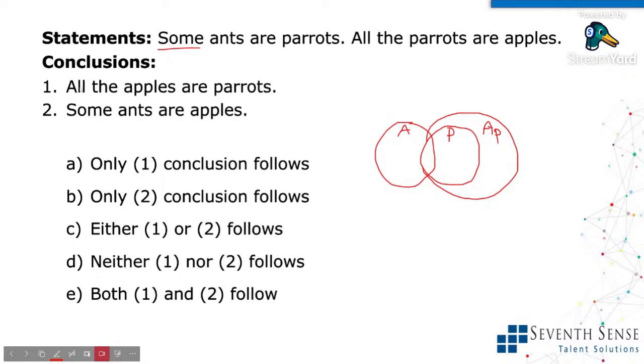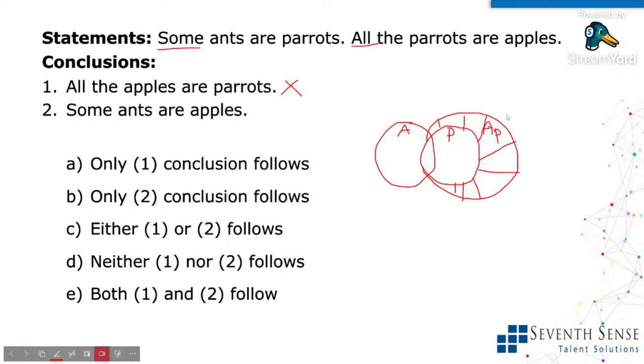Now the conclusions. See the first conclusion. Always remember these words are very, very important. All the apples are parrots. Is it that all my apples are parrots? No. I can tell that some of my apples are parrots, because some of my apples are apples only. They are not at all parrots. See this part, these are just apples. These are not considered as parrots. So all the apples are parrots is wrong.